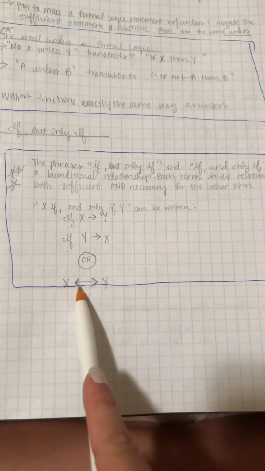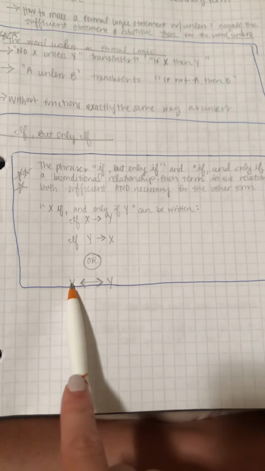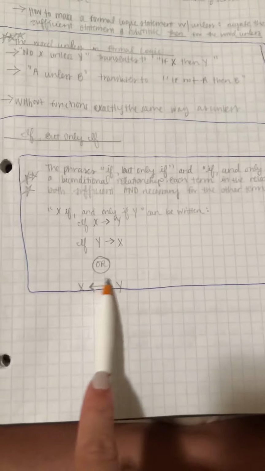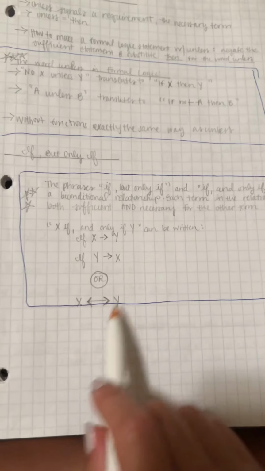X double arrow Y. So you know that if you have an X, you have a Y. If you have a Y, you have an X. You have to have them together or you can't have them at all. So you either have them both or you don't have either of them at all.